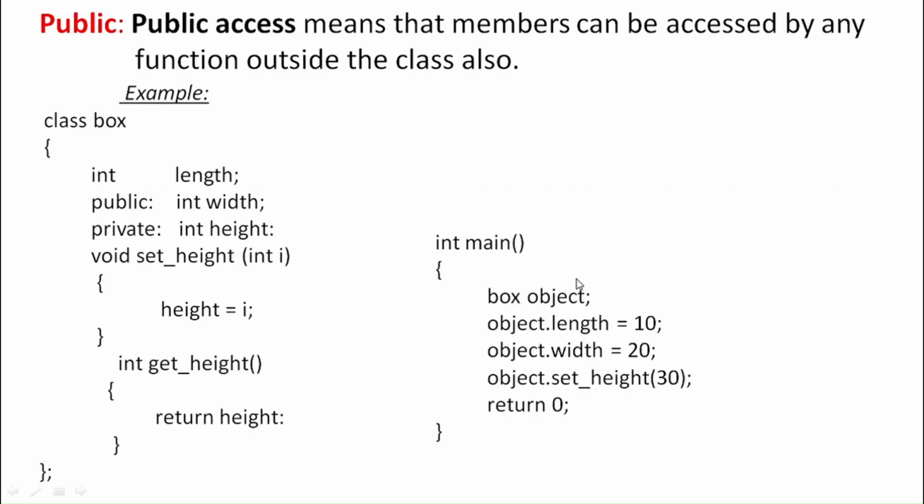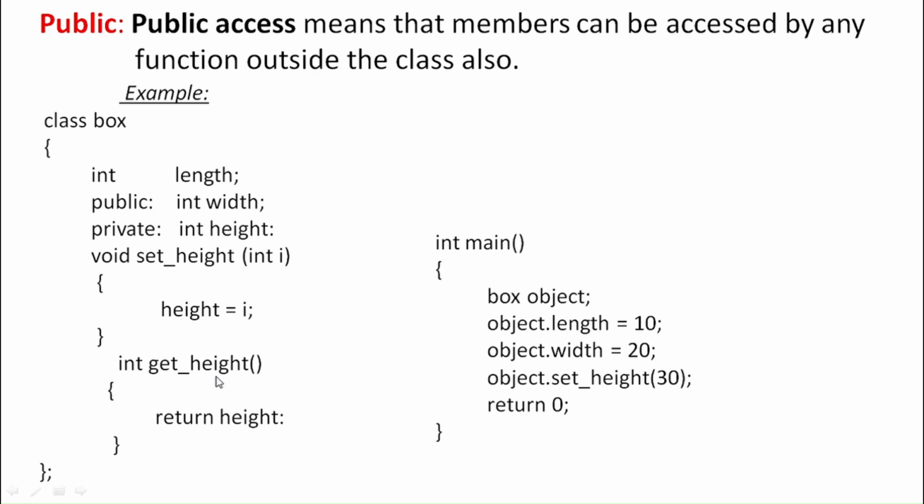Now let's see what is a public access specifier. The statement goes like this: public access means that members can be accessed by a function even outside the class also. How? Here we have an example. You all can see that you have a program in front of you where the class name is box, and length and width are public and height is private in this, right? And I have a member function here called void setHeight and int getHeight.